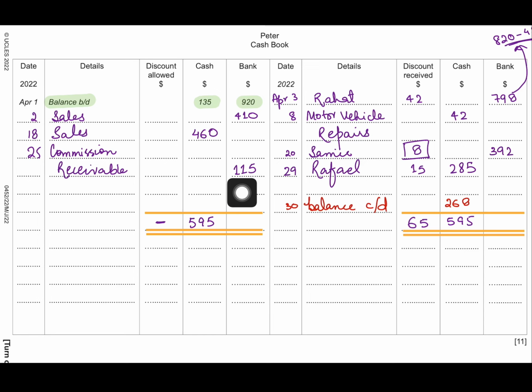Then bank column, the total would be 115 plus 410 plus 920. Please don't forget the balances brought forward. So that it's 1445. Write that on both sides. Minus 392 minus 798. That would be, the c/d is 255. So bank is a positive balance. Very nice. This is how we balance the accounts. Now lastly, on 1st of May, balances brought down. For cash it is 268 and for bank it is 255, and no balances for discount allowed or discount received. Right, so this is how we prepare cash book.